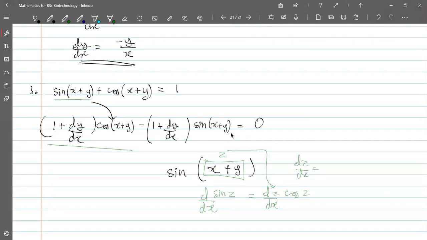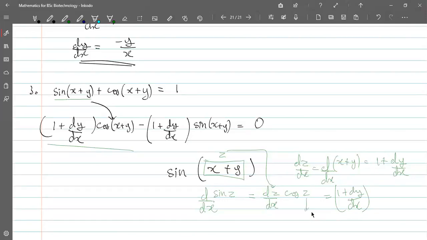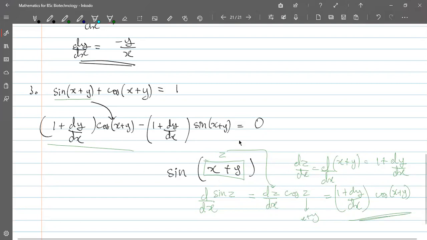So dz upon dx is d by dx of x plus y, which is 1 plus dy by dx. Again, remember, whenever you differentiate y with respect to x, we don't know y explicitly, so we cannot write any particular expression for it. All you can write is dy upon dx. You cannot write 0 or anything because y is a function of x implicitly, and its derivative is nothing more than dy by dx. There's no other way of writing it in implicit differentiation. So you have to write 1 plus dy by dx. And so that is 1 plus dy by dx times cos of z. Again, z is x plus y, so cos of x plus y. Is this clear, Parth? The chain rule part of it? Okay.